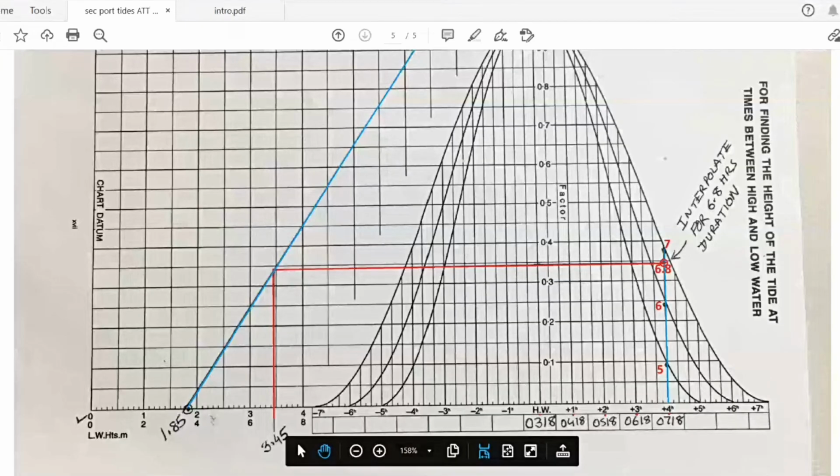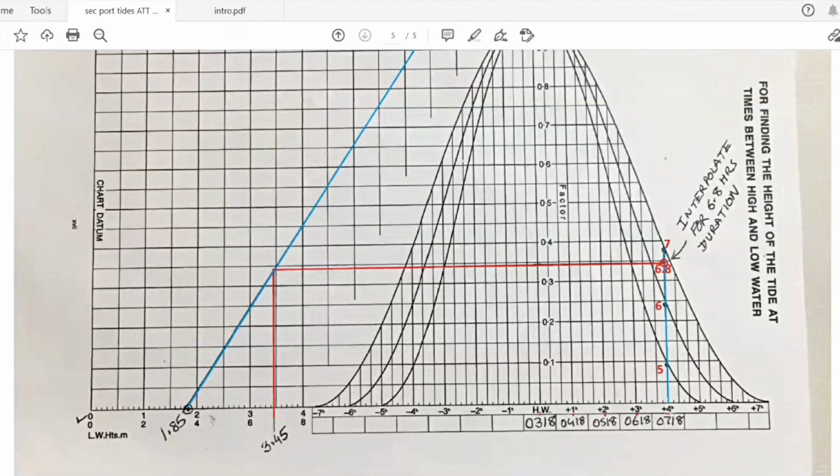So start writing down 318 plus 1 hour, 418, 518, 618, 718. We want 720, so it's very close to 718. Draw this vertical line, which will cut these three duration curves: 5 hours here, 6 hours curve here, 7 hours. This cut is for the 5-hour duration curve, this point is for the 6-hour duration curve, and this point is for the 7-hour duration curve.